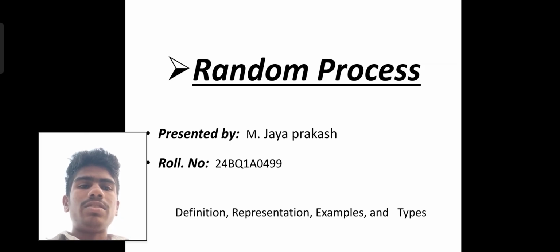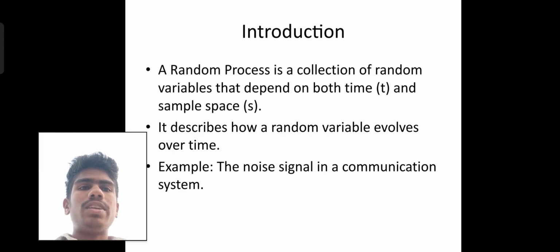Today's seminar topic is random process: definition, representations, examples, and types. Introduction about the random process. A random process is a collection of random variables that depends on time t and the sample space S. It describes how a random variable evolves over time. Example: the noise signal in a communication system.